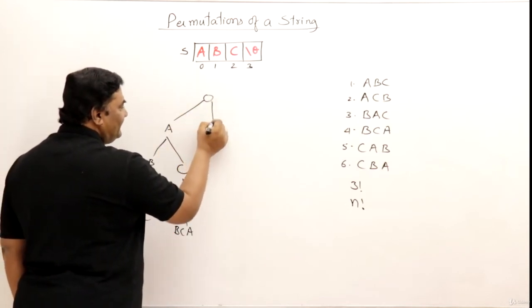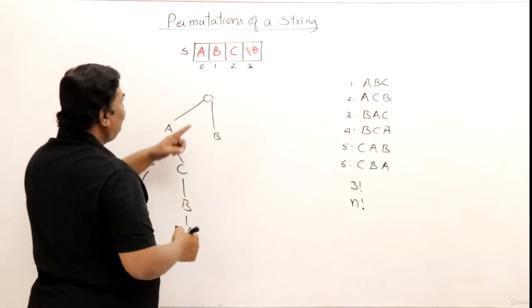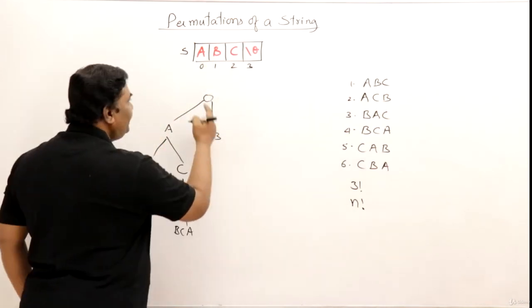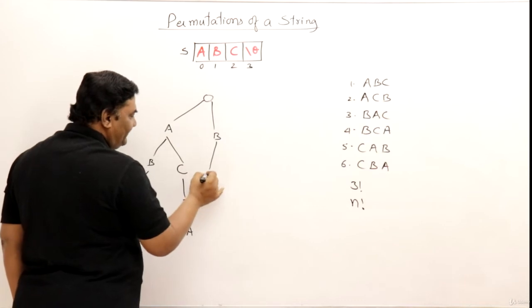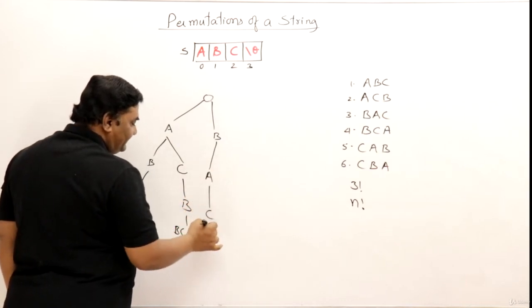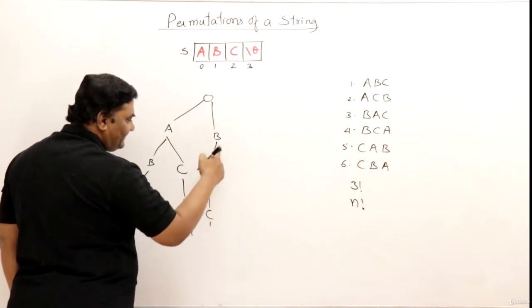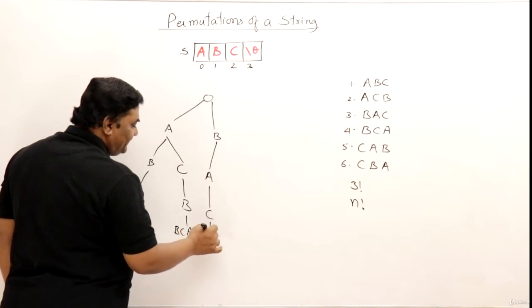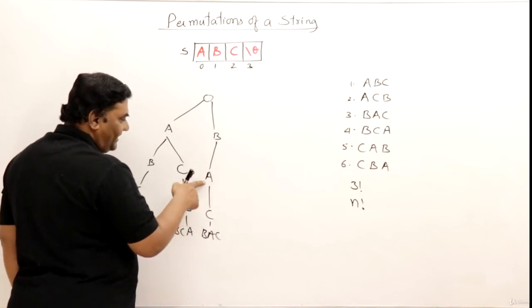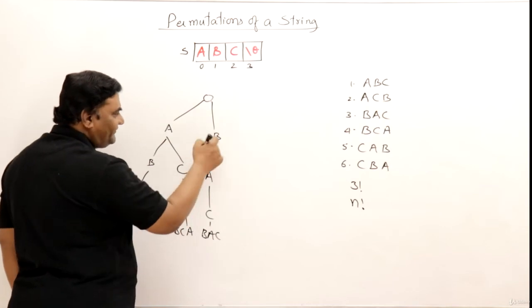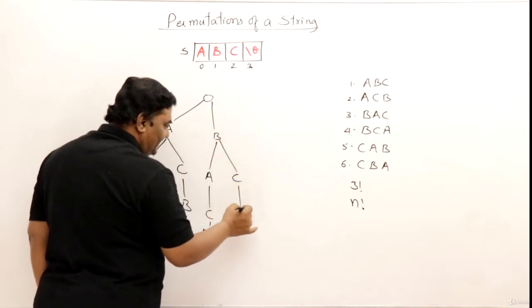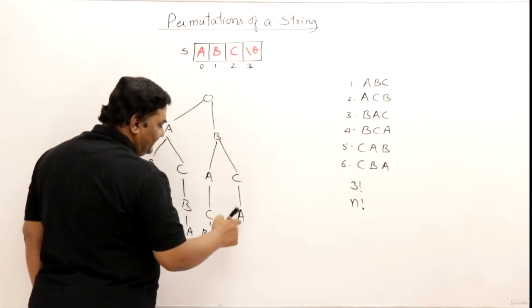So let us go to the next letter B. If I start with B, the next letter should be either A or C. First I will take A, then I will take C. So this is another permutation, that is BAC. Then go back. After A, only C was left. After B, C is possible. Then next is A. So BCA.